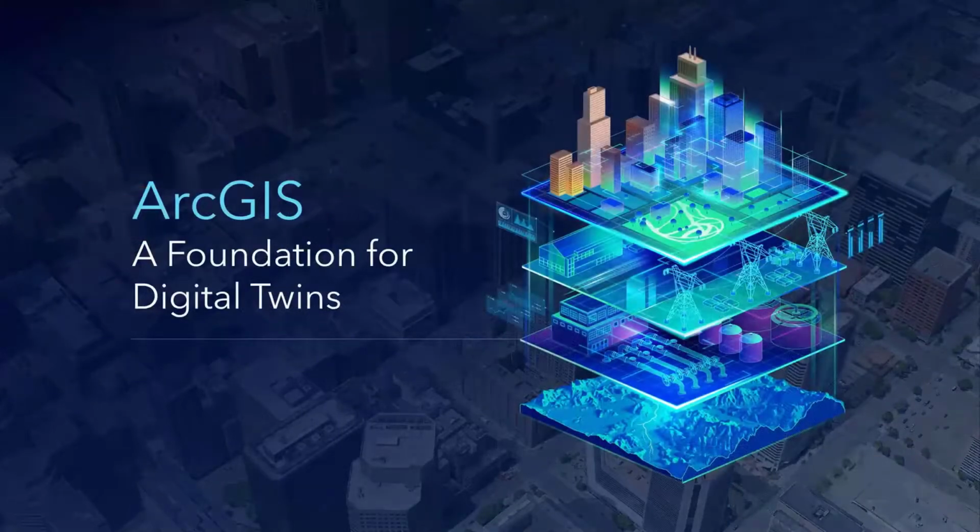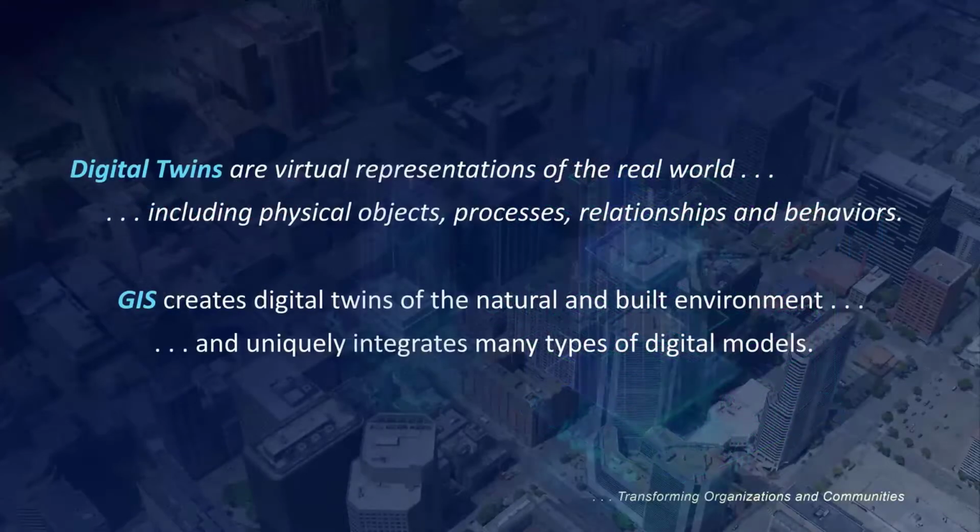So we're going to start off a little bit with how this all connects to digital twins and what they actually are, right? So it's really important to get the definition out there. A digital twin is a virtual representation of the real world, including physical objects, processes, relationships, and behaviors. And it's really important to recognize that GIS creates digital twins of the natural and built environment and uniquely integrates a lot of different types of digital models.